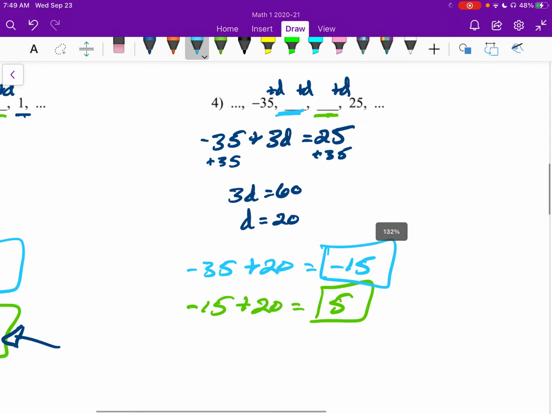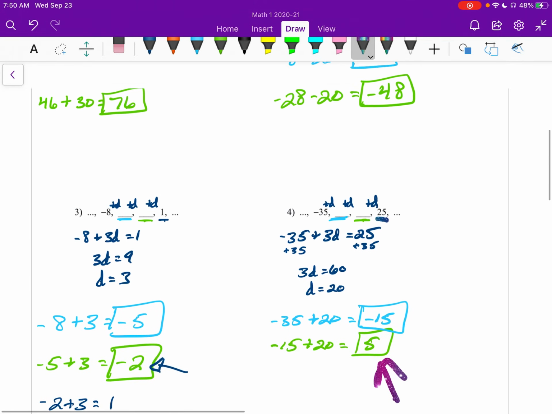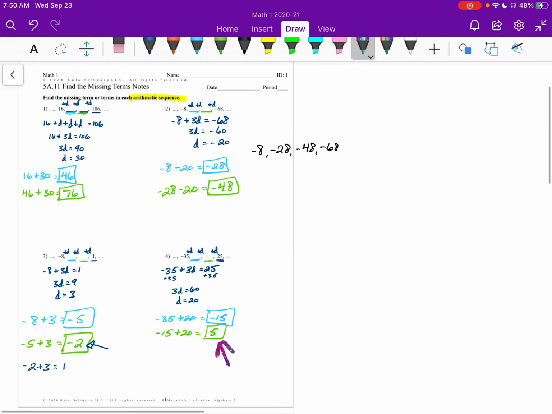And like what I said in the last problem, you can check yourself really easily, and a lot of the time you can just check yourself in your head. So I'm going to look at this 5, and I'm going to add 20 to it, and I get 25, which is what I should get. So that's a good routine to get into. All right, so that is arithmetic.